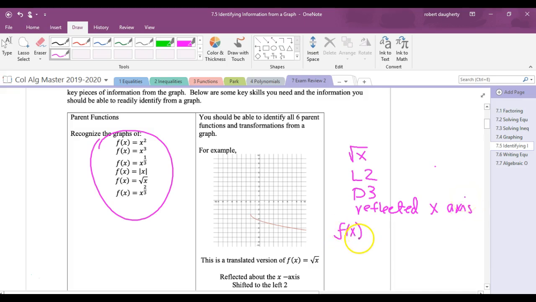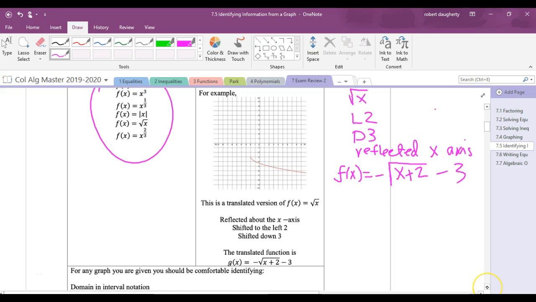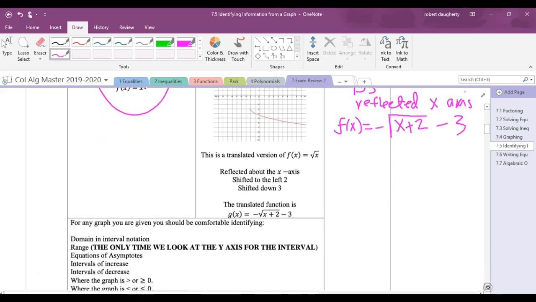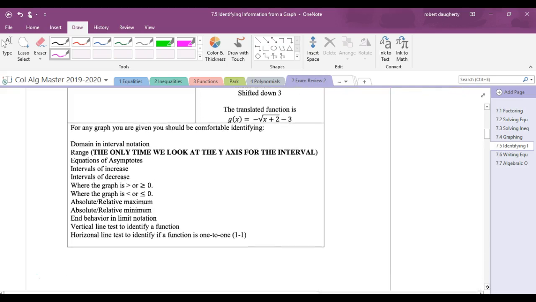f of x. The reflection is a negative sign. How do I move something to the left 2? That's plus 2, and how do I move it down 3? Okay, so f of x equals negative square root of x plus 2, minus 3. Okay, so you should be able to do that for all of the parent functions.